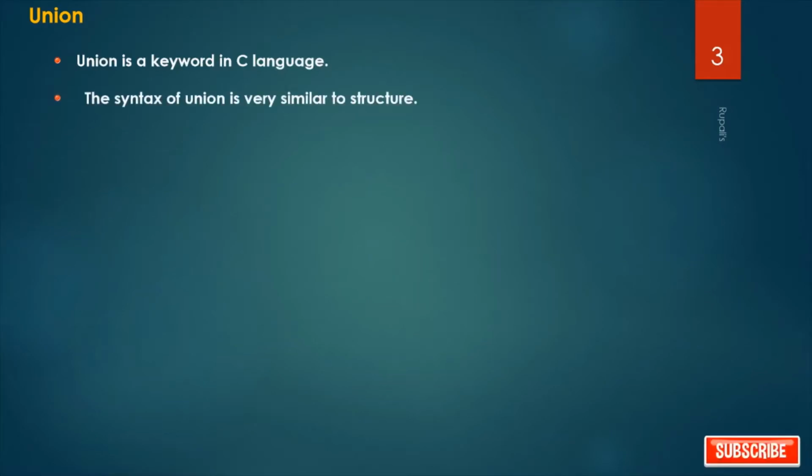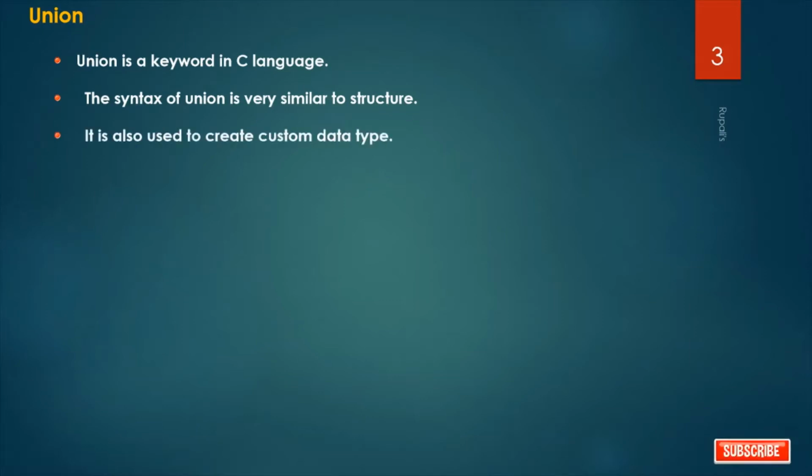So what is union? Union is a keyword in C language. Same like structure, union is also a keyword in C language. The syntax of union is very similar to structure. It is also used to create a custom data type or user defined data type. By union, you can create your own data type.